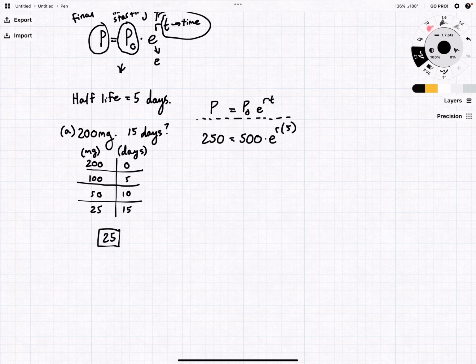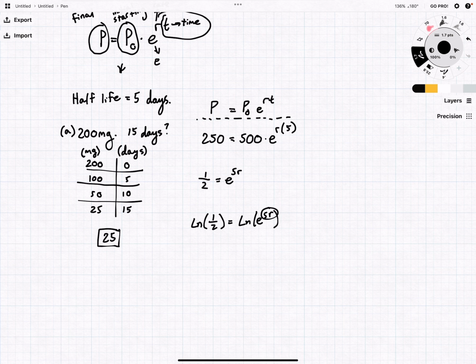So let's go ahead and divide both sides by 500, and we'll get 1/2 equals e to the 5r. Or we could even switch it and just say e to the 5r equals 1/2. It's just a more comfortable way to write that. Okay, well, let's do ln of both sides. So ln of 1/2 is equal to ln of e to the 5r.